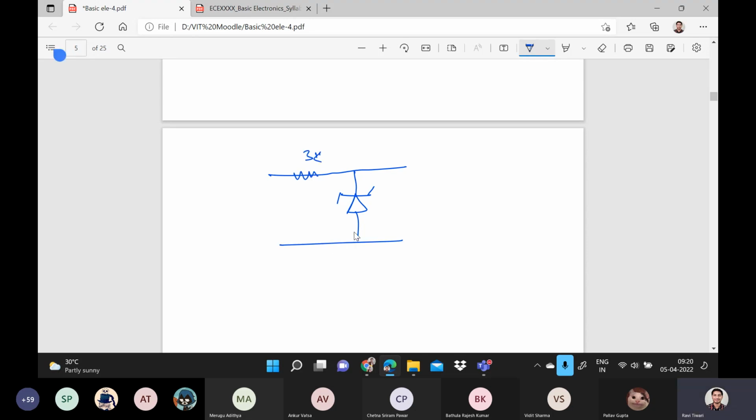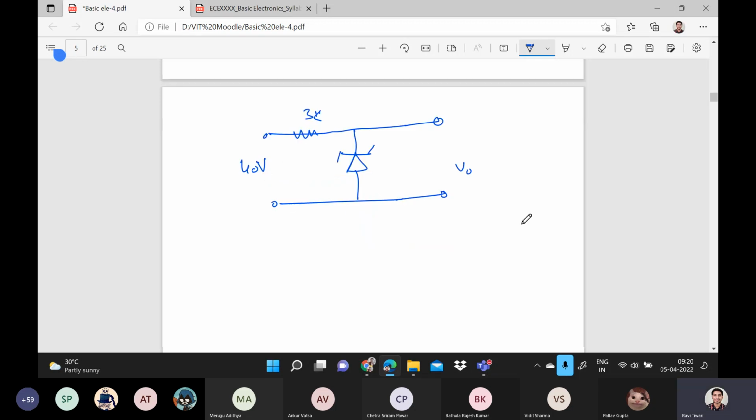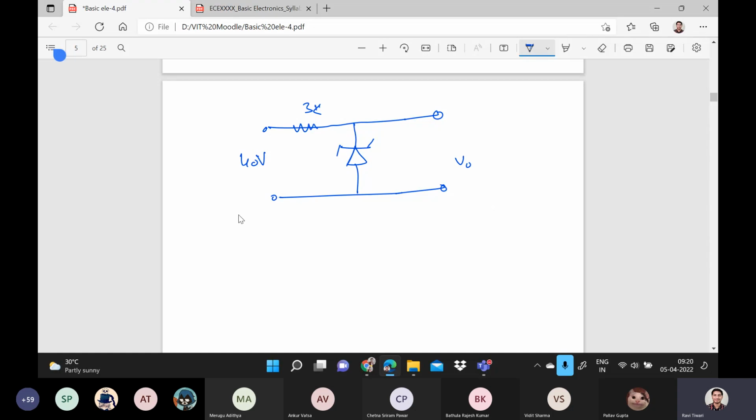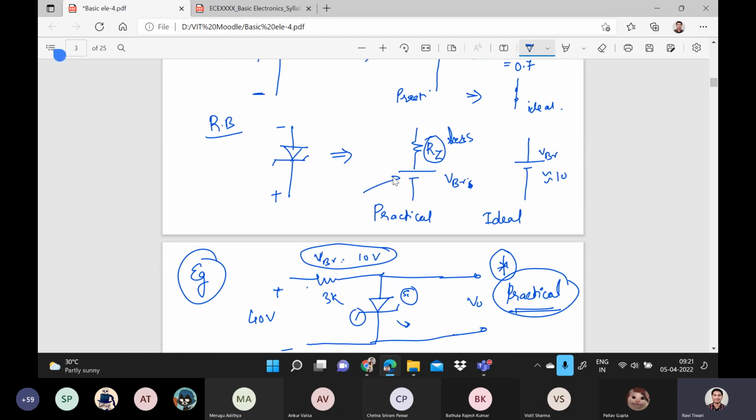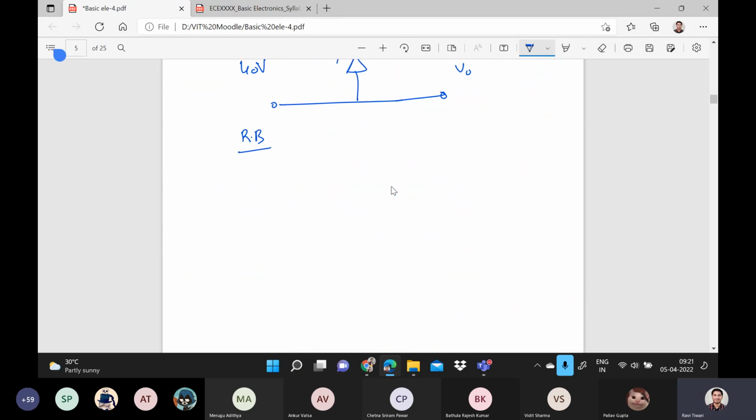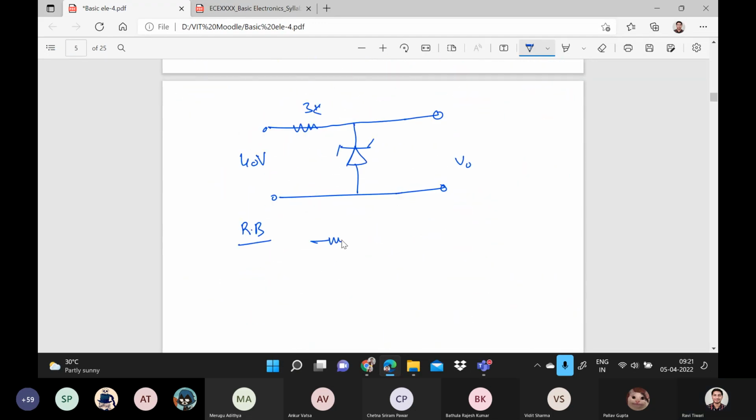Okay, suppose here we have 40 volts, and you have to find out the V out. Tell me the value of V out. First, tell me whether the diode is forward biased or reverse biased. Reverse bias, right? As I told you, if it is reverse biased, in the practical scenario, it will be replaced as what? By a resistance and the VBR, right? So I can replace it with a resistance.